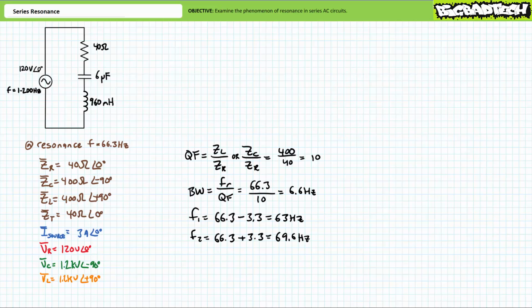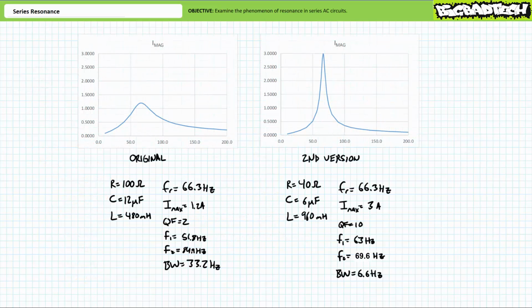As a result, the reactive components at resonance experience extremely high voltage differentials, equal in magnitude, yet perfectly out of phase with one another. This is indicative of a substantial amount of reactive power being juggled back and forth between these two reactive elements.